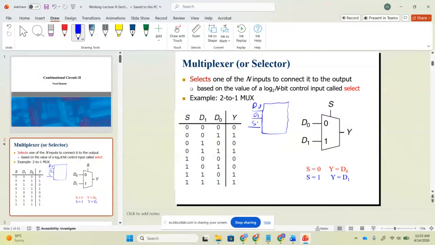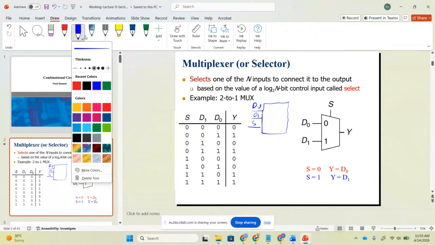Got it or not got it? So now you can see here there are three inputs: D0, D1, and select. And what is my output? Can you tell me what my output is? Please be quick.